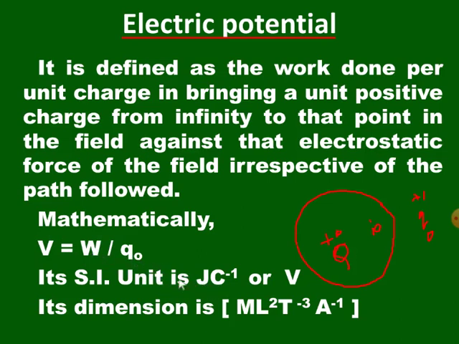Charge. Okay, I mean work done. The SI unit of work done is joule. The SI unit of charge is coulomb. So it will be joule per coulomb, and this joule per coulomb is equivalent to volt in electricity. Got it? It may be in electrostatics or in current electricity. So your joule per coulomb is equivalent to volt. Instead of saying joule per coulomb, you can simply say volt, denoted by capital V.